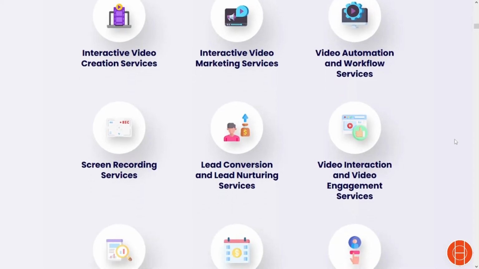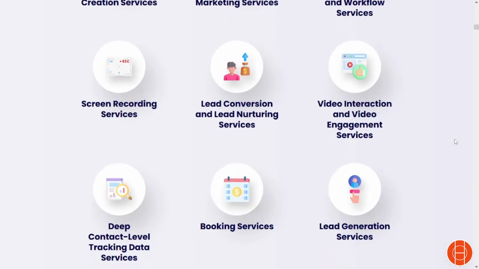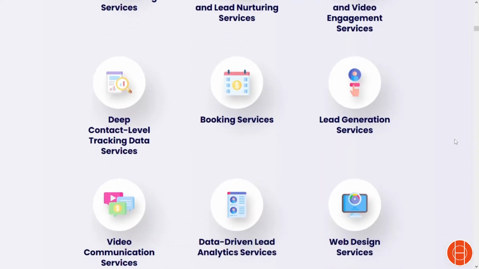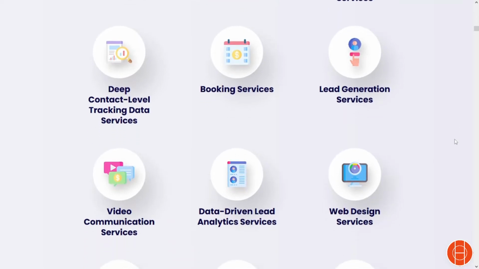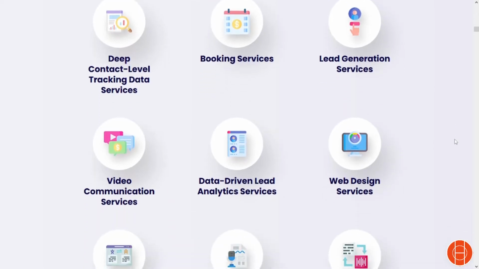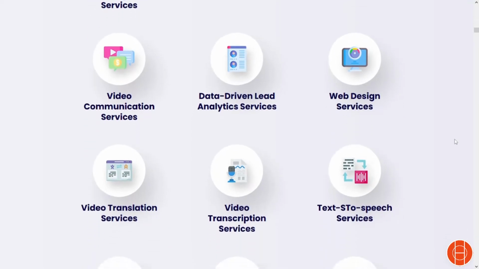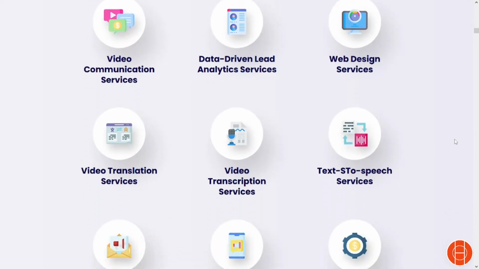Number 4. Run targeted interactive video campaigns. Record and run video email or video SMS campaigns to increase your open rates and click-through rates by over 300%. Use FaceDrip to also record personalized video campaigns to deliver a personalized experience to your prospects.